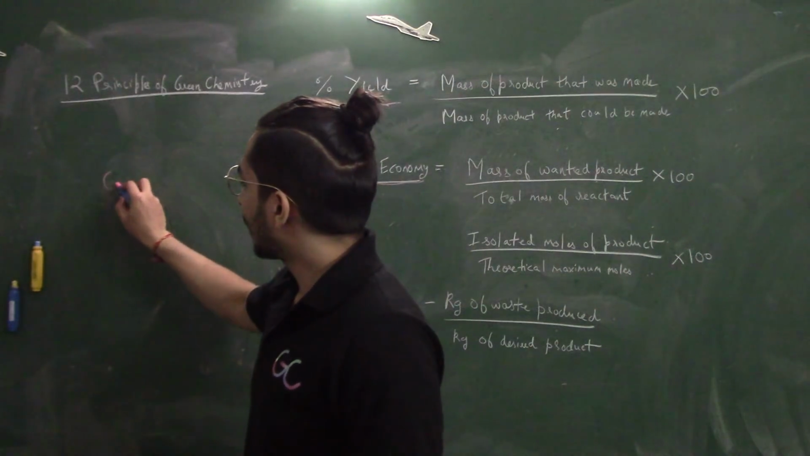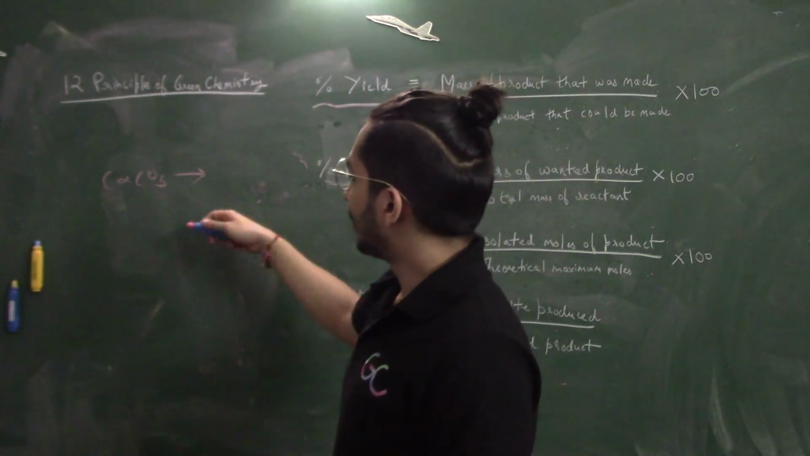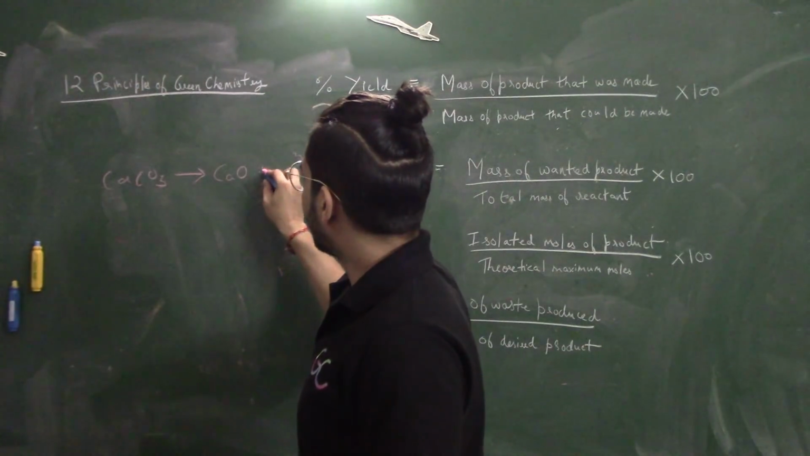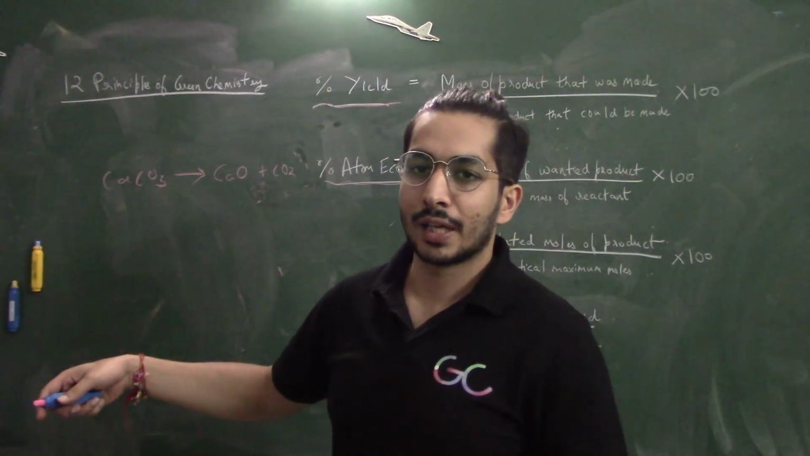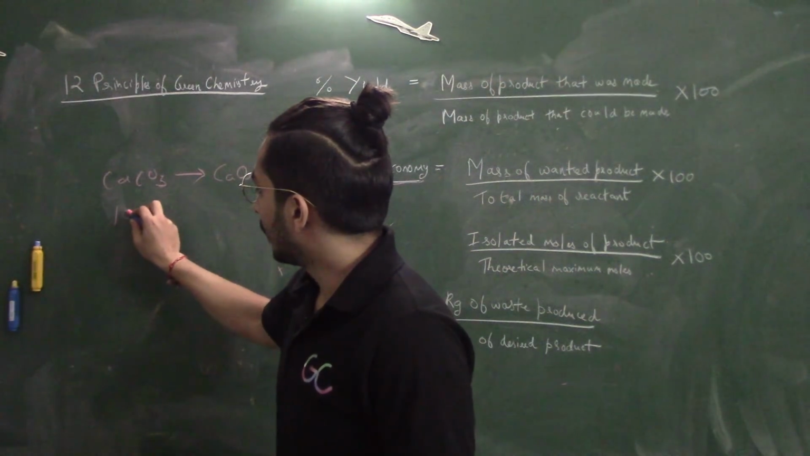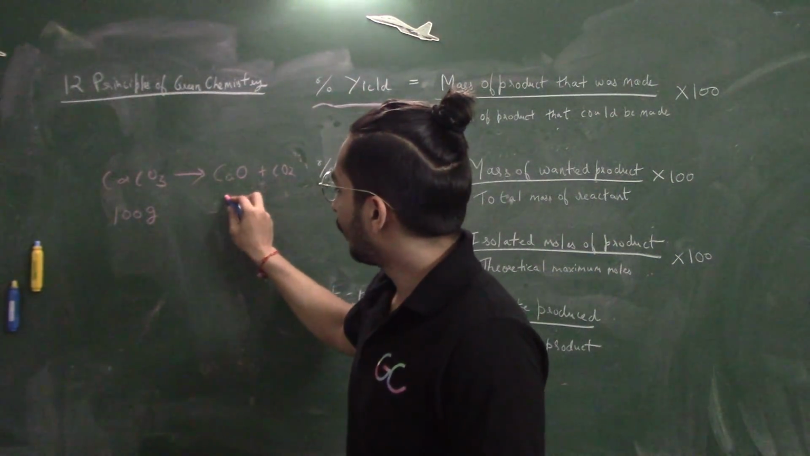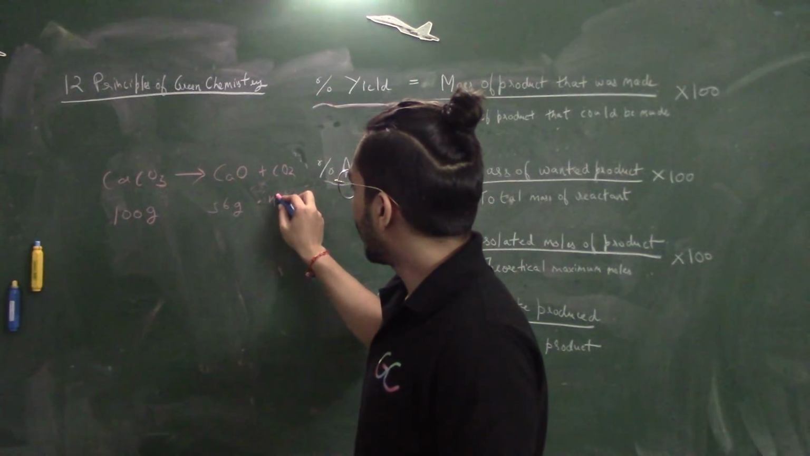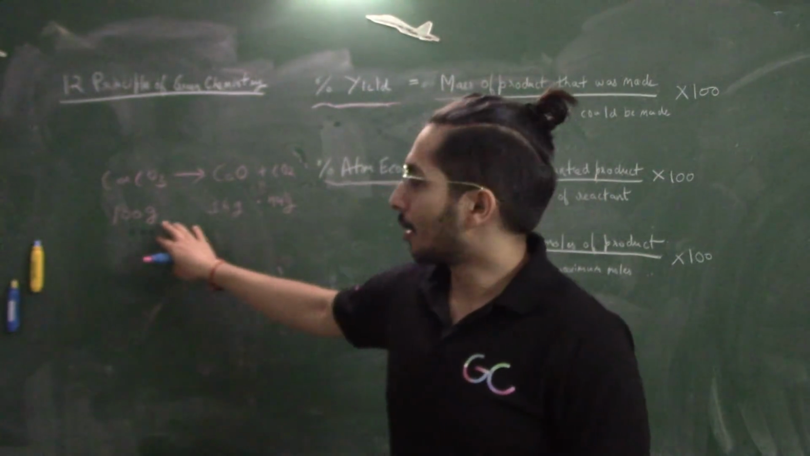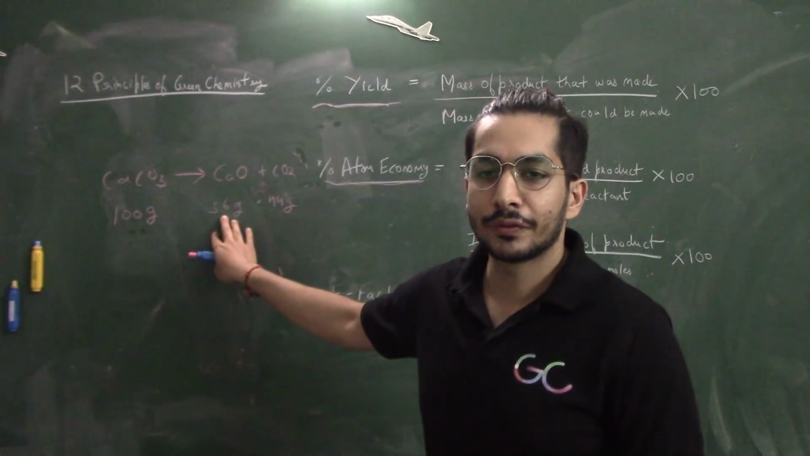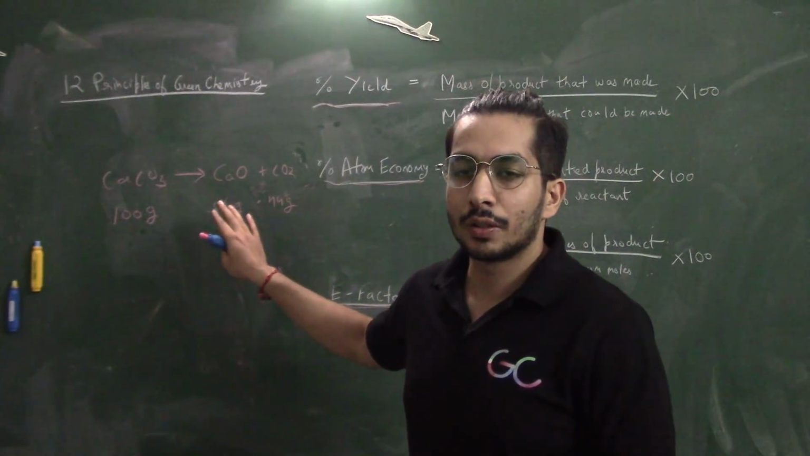Okay, so for example, if we have calcium carbonate and I'm heating it, I get calcium oxide plus CO2. Let's say I'm taking 1 mole of calcium carbonate, so its molecular weight is 100. So let's say I'm taking 100 grams of calcium carbonate, and theoretically I can get a maximum of 56 grams of calcium oxide and 44 grams of CO2. This is what is possible. I heat 100 grams of calcium carbonate and get 56 grams of calcium oxide at max. That is the maximum possible yield, and this is called the theoretical yield.